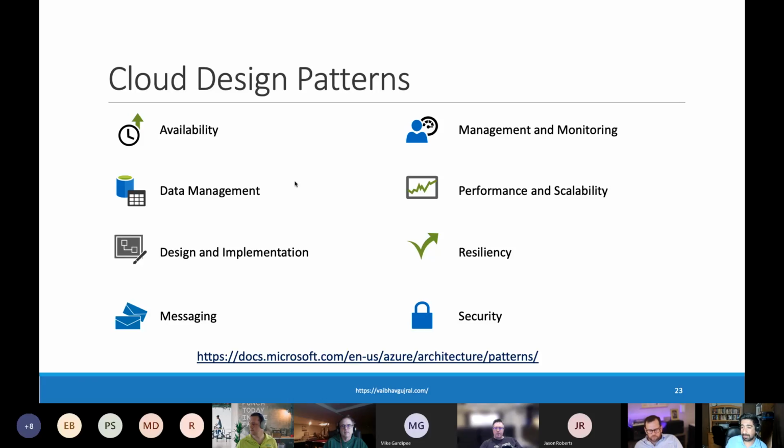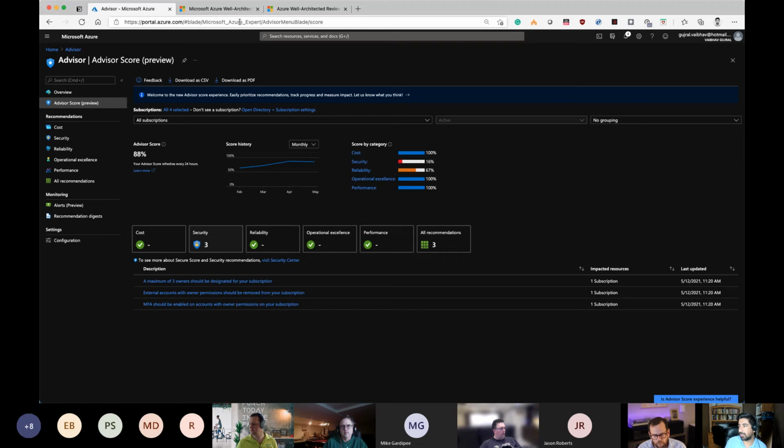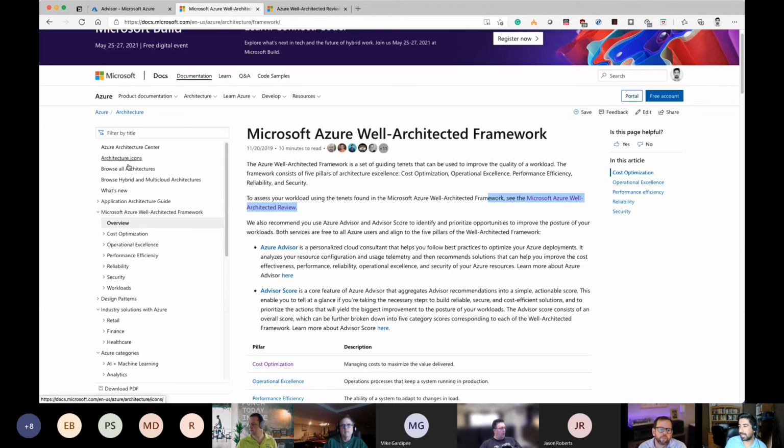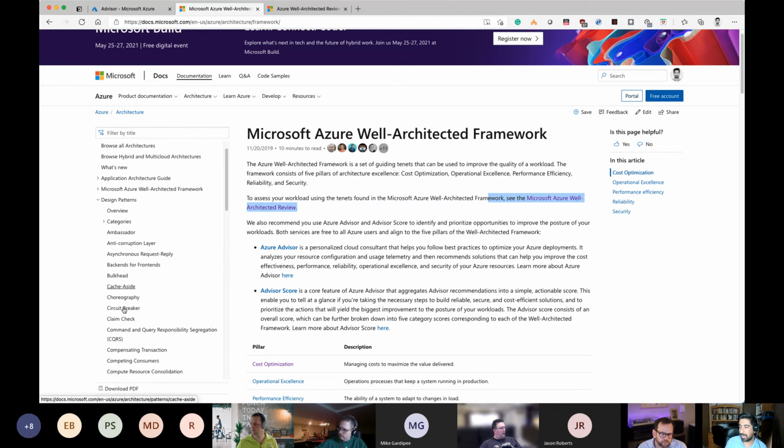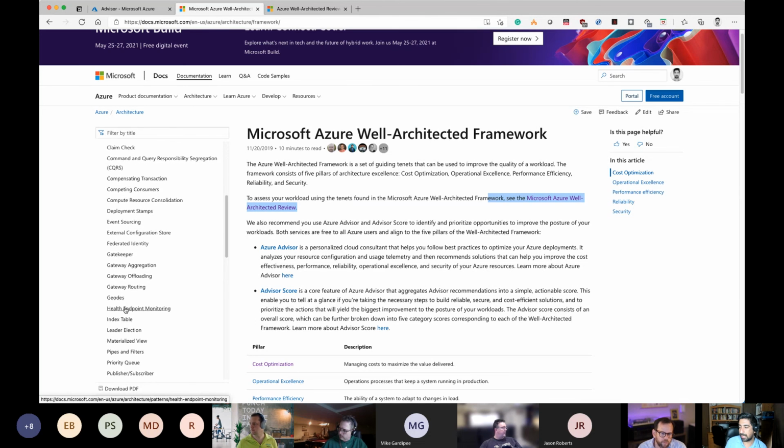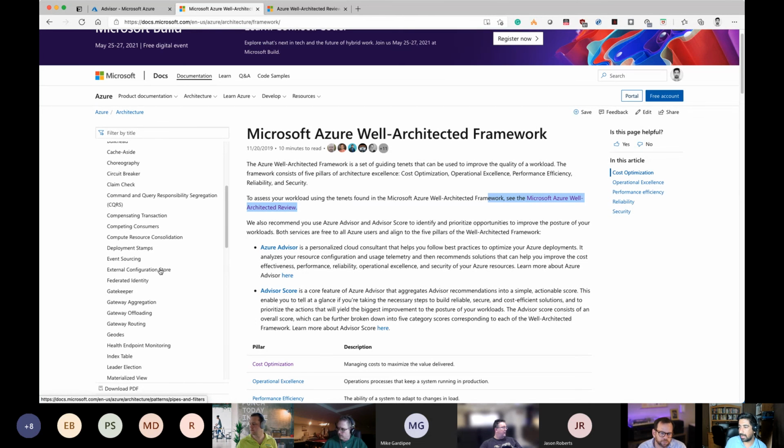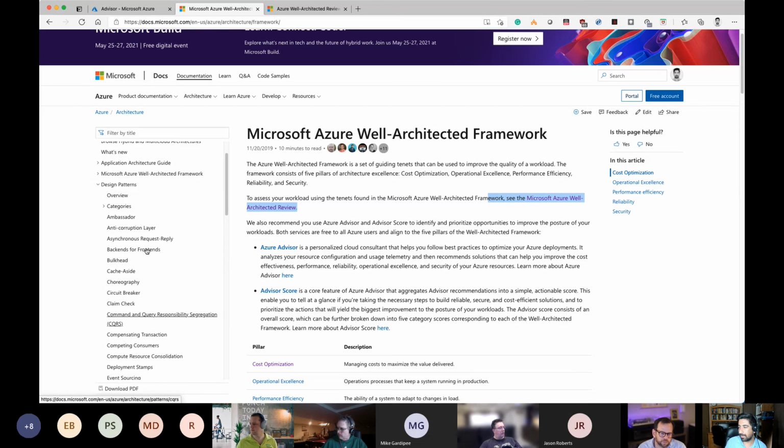Do note that most of these patterns are applicable to any distributed system, whether hosted on Azure or AWS or any other public cloud. So if you head out to the Azure Architecture Center, where you can find the Azure Well-Architected Framework, here are the different cloud design patterns that you can look out for. So there are some design patterns around things like reliability.